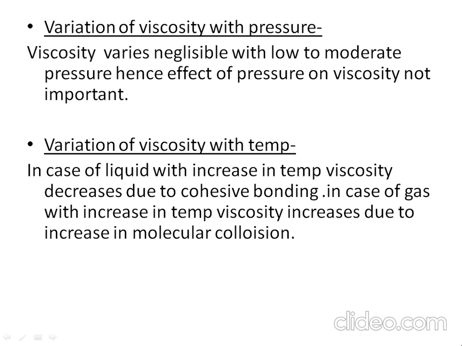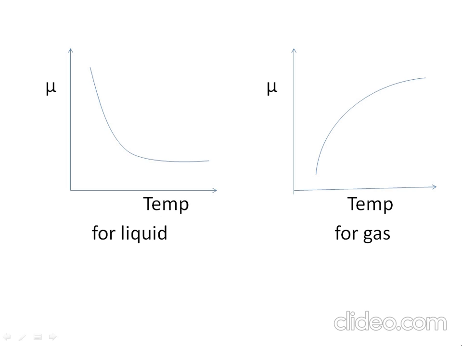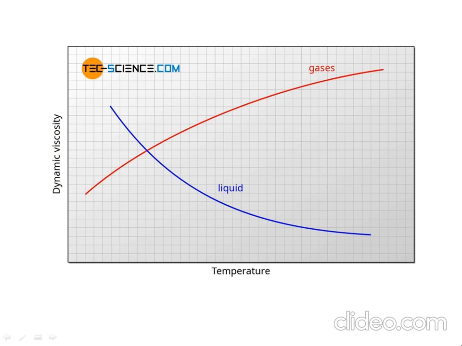Let us plot a graph between viscosity and temperature for liquid and gas. In case of liquid, viscosity decreases with increase in temperature, whereas in case of gas, it increases with increase in temperature. Let us combine these two graphs. Here we can clearly see the variation of liquid and gas.